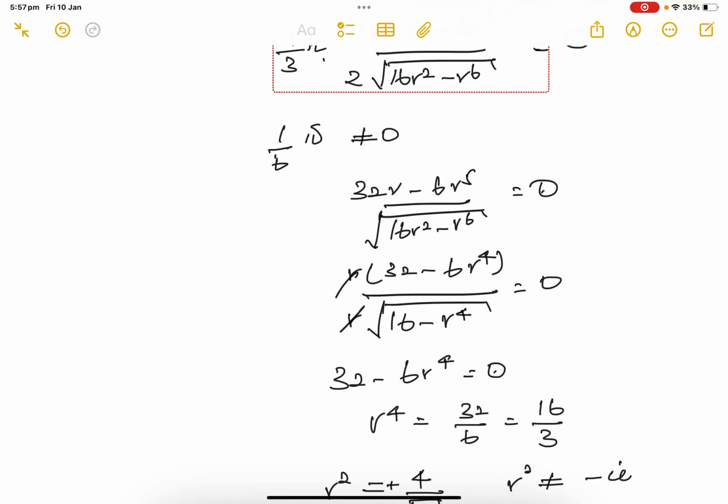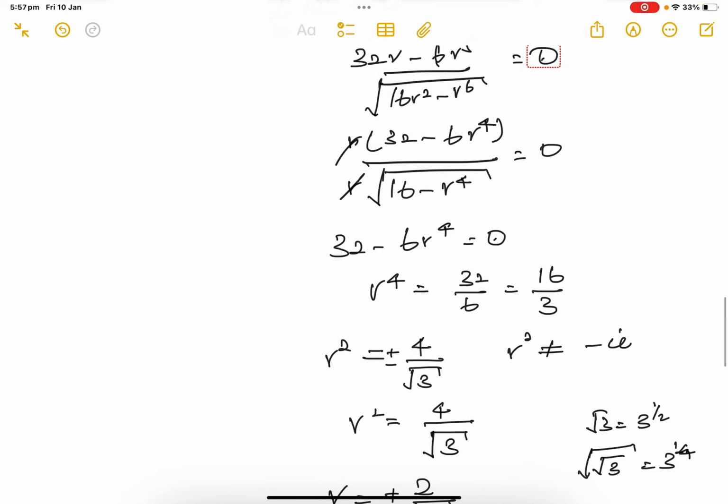32r minus 6r to the power of 5, divided by the square root of 16r squared minus r to the power 6. Again, if we take r common on the top, r times the bracket 32 minus 6r to the power 4. And in the denominator, if we take r squared out of the square root sign, that would be r. So inside, 32 minus 6r to the power 4 equals 0. So the r cancels.